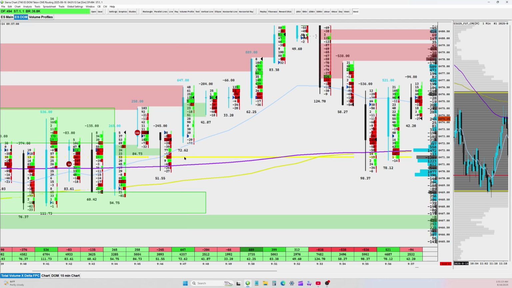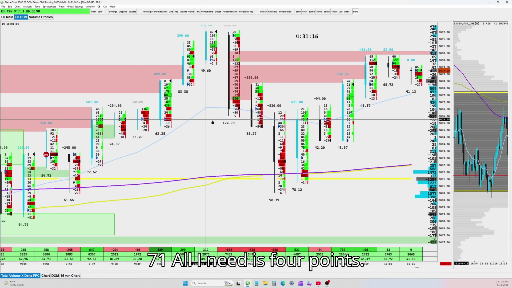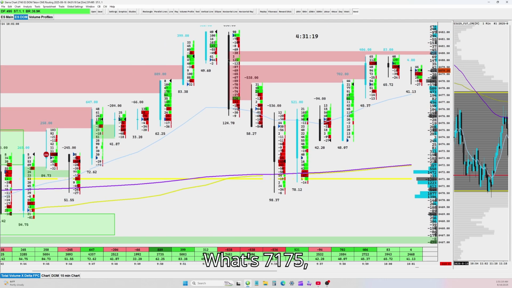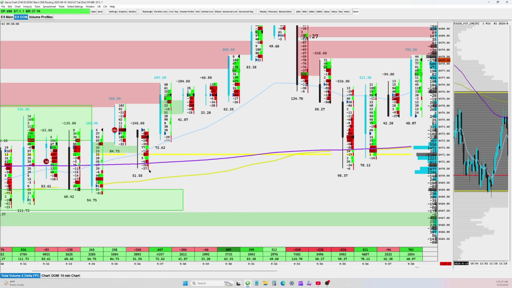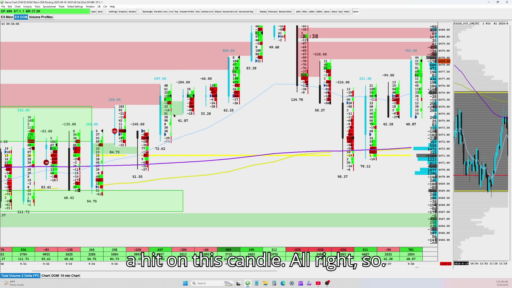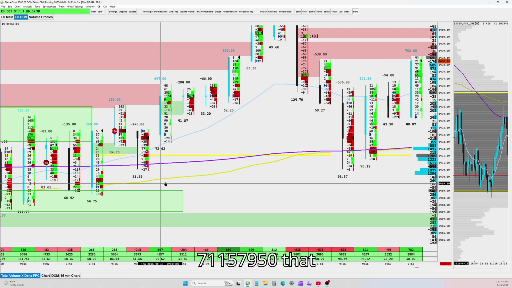All I need is four points. Would it hit 71.50 here? Would it hit on this candle? All right, so 71.50, 79.50. That would have been my stop.